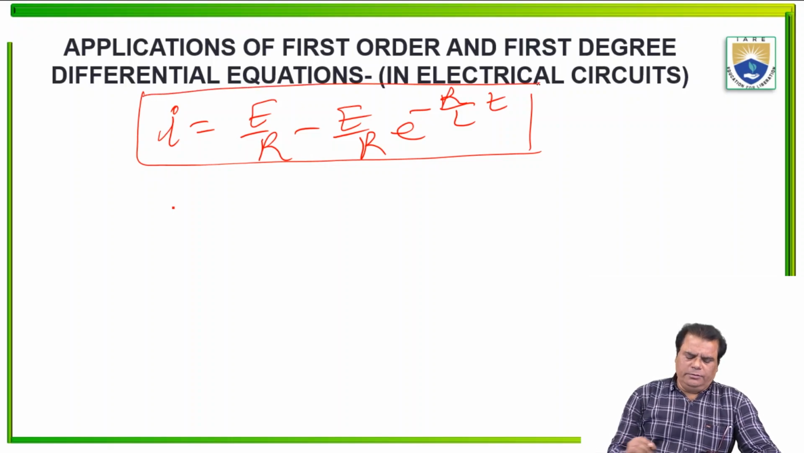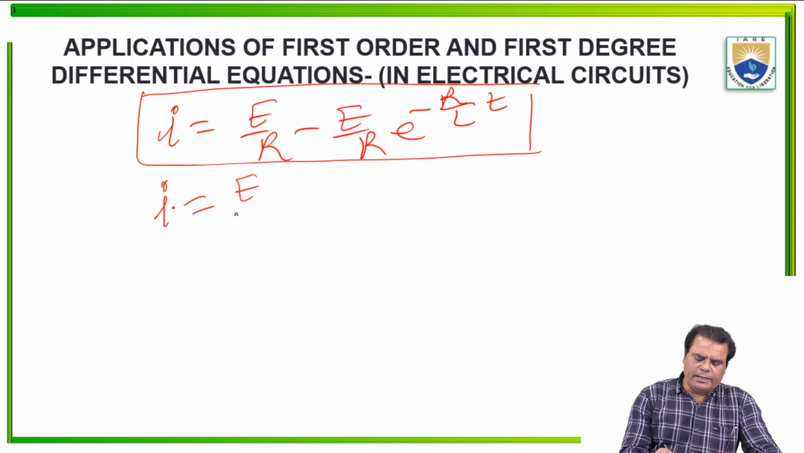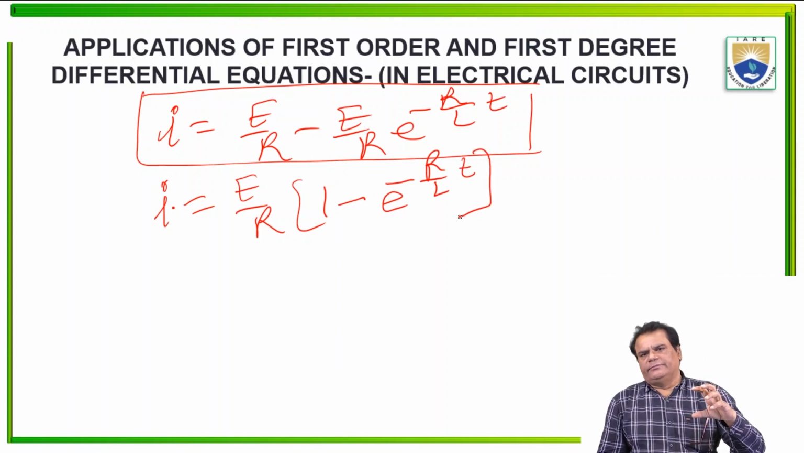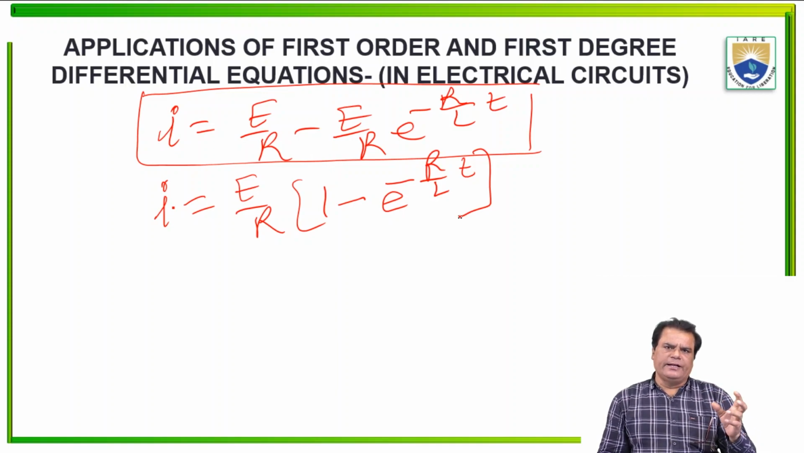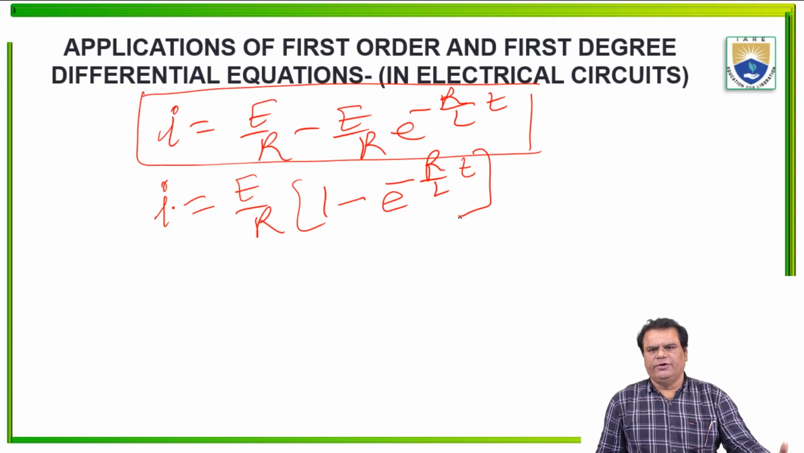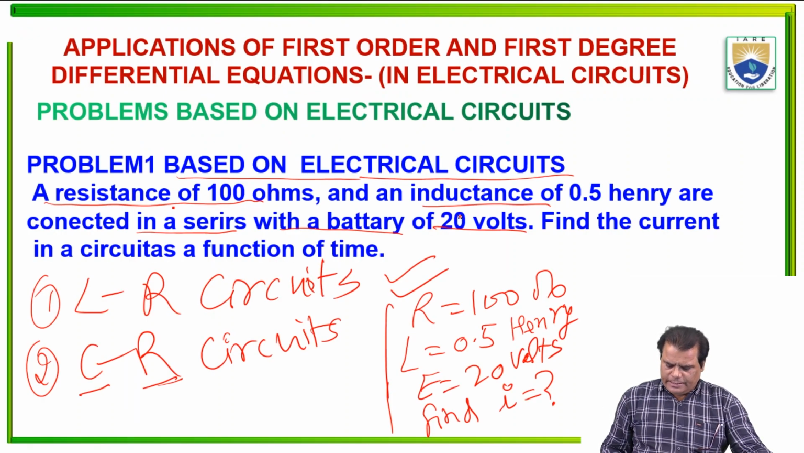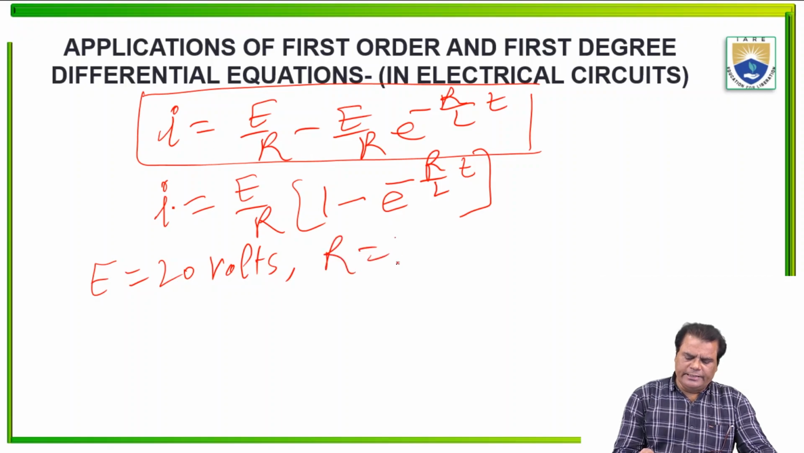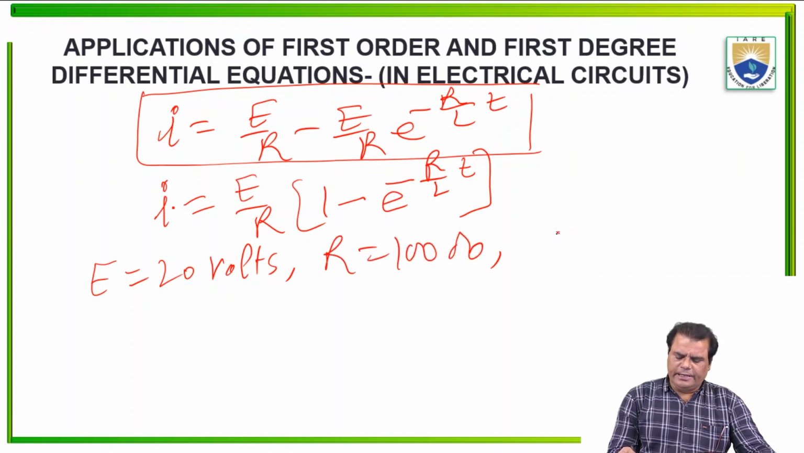Now I is equal to E upon R, which is common, times 1 minus e to the power minus R by L T. T is not given here. T is variable, so we get the current in a variable form, the value in time. If time is given, then current is constant. So what is the value of E? E is 20 volt. R is 100 ohm. L is 0.5 Henry.